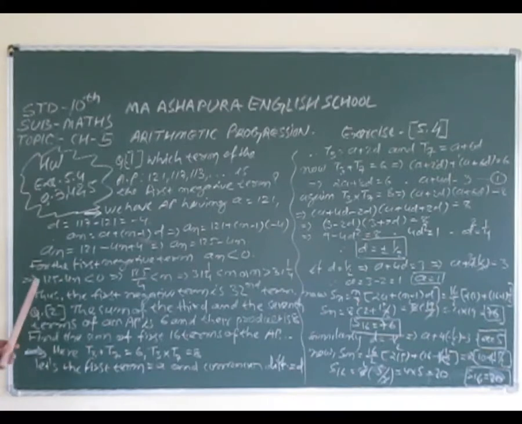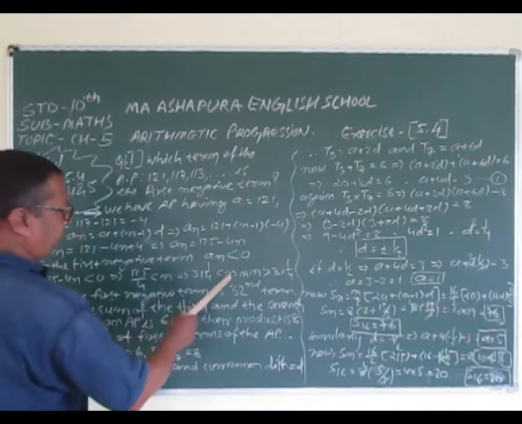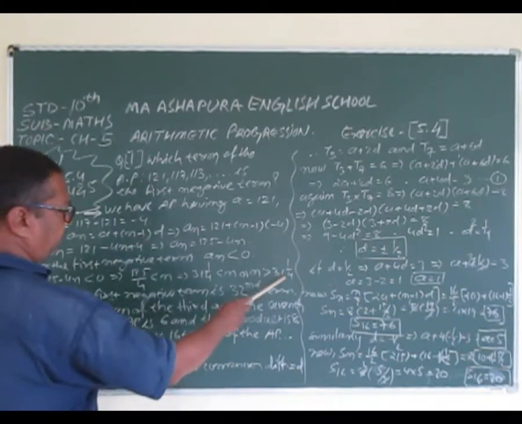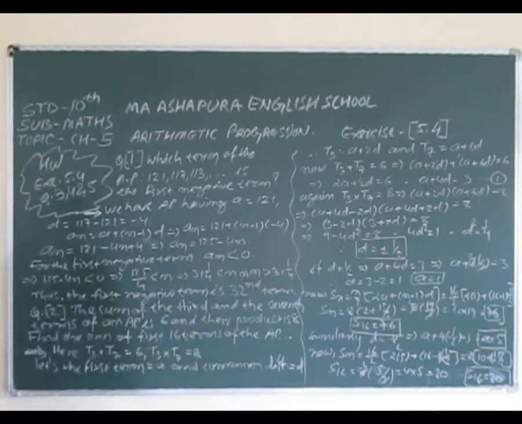That means 4n is transposed to the other side, and we get 125 is less than 4n. Now divide both sides by 4, and we get 125 by 4 less than n. 125 by 4 converted to a mixed number is 31 integer 1 by 4 is less than n, or we can also write in the same manner n is greater than 31 integer 1 by 4. That means the first negative term is the 32nd term. First negative term is the 32nd term.